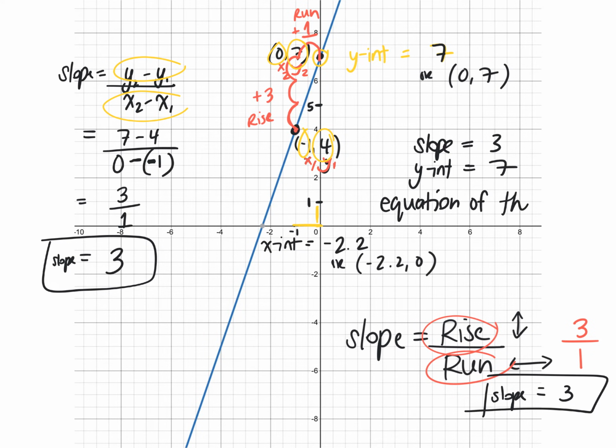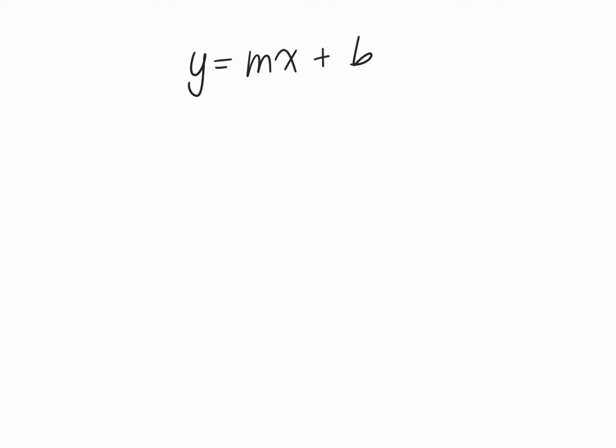Equation of the line. Now, if you remember, equation of the line is written in the form y equals mx plus b. Let's review that for a minute. The slope was 3, so that's our m. And the y-intercept was 7, so that's our b. So let's plug it in. Okay, so whenever you're writing an equation of a line, it's always going to be in the form y equals mx plus b. This is called slope-intercept form. Okay, it can be in other forms, but we're writing it in slope-intercept form.